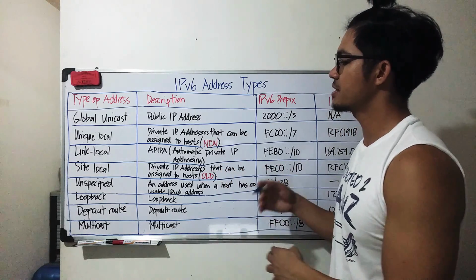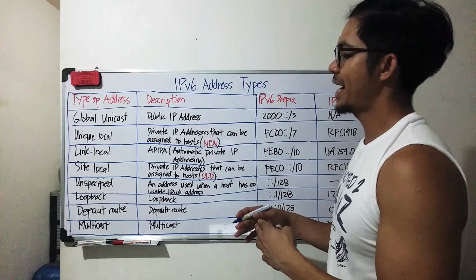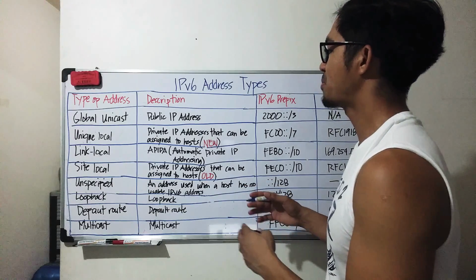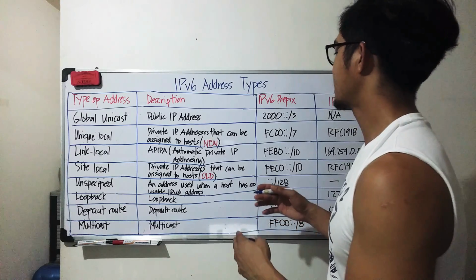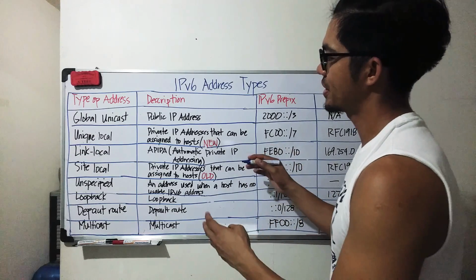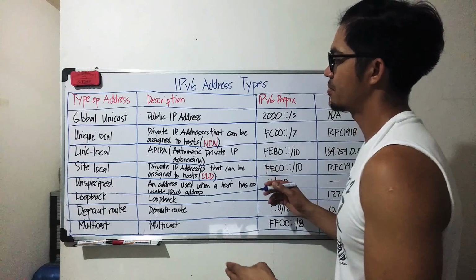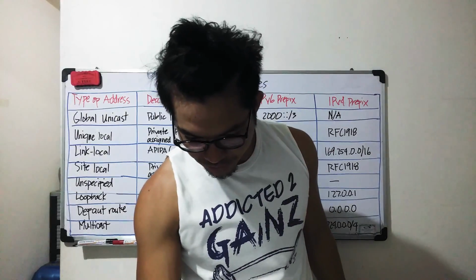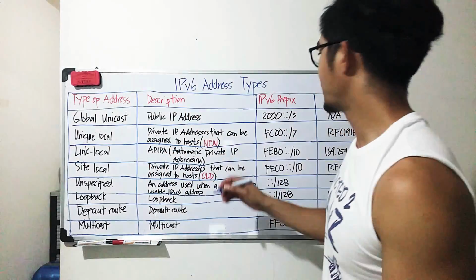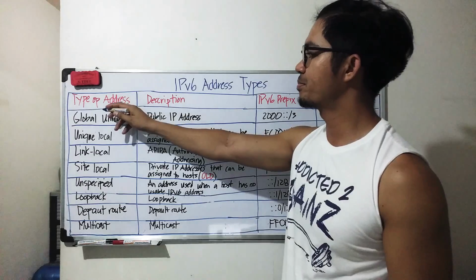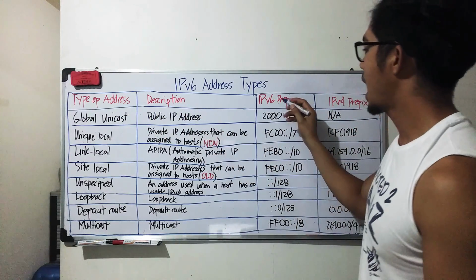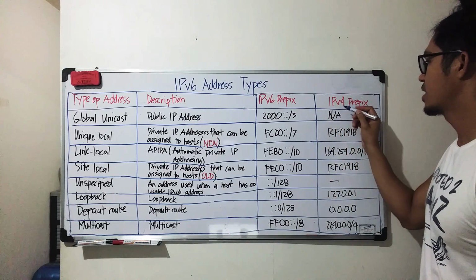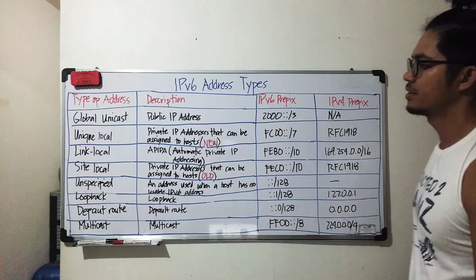I have changed this table. I have added some IPv6 addresses or IP addresses here, so this is not the original table that you would see in the book. We have the type of address, description, the IPv6 prefix, and the equivalent IPv4 prefix here.